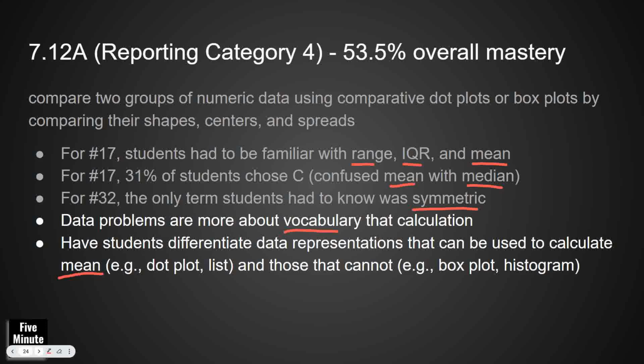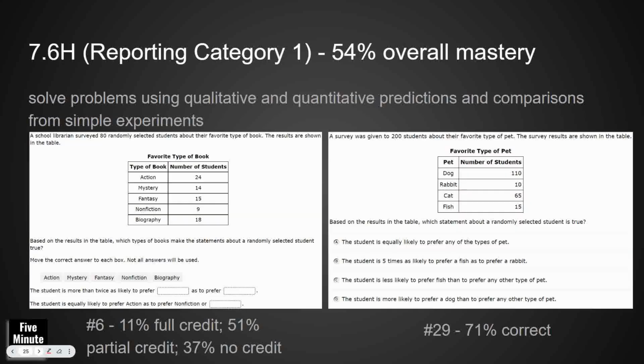Like you would put a dot plot or a table or a list. You can get a mean from this, whereas you could not get a mean from a box plot or a histogram, right? And then just have them talk about why they can or cannot get a mean from a data set. That would help them with future problems.